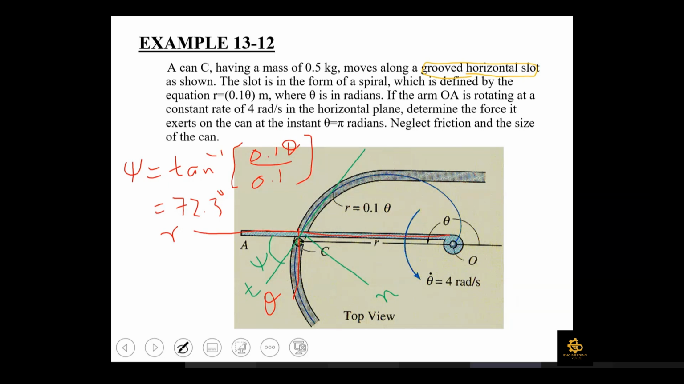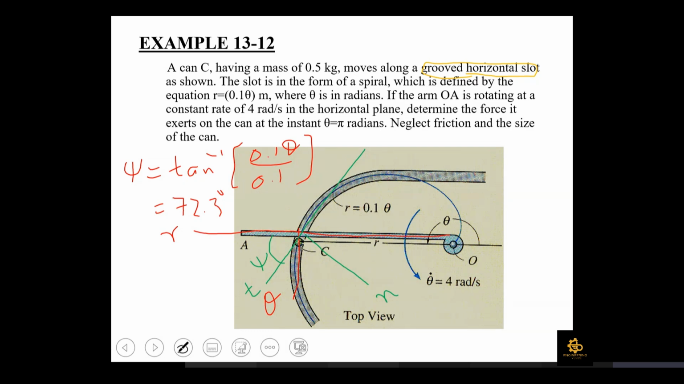ये जो arm है ये scan को जो push कर रहा है, it would be exerting some force on the scan. Now, as per our discussion yesterday, what should be the direction of this force? Downwards? नहीं यार, wait. This force would be perpendicular to the contacting surface, yeah, perpendicular to the arm.